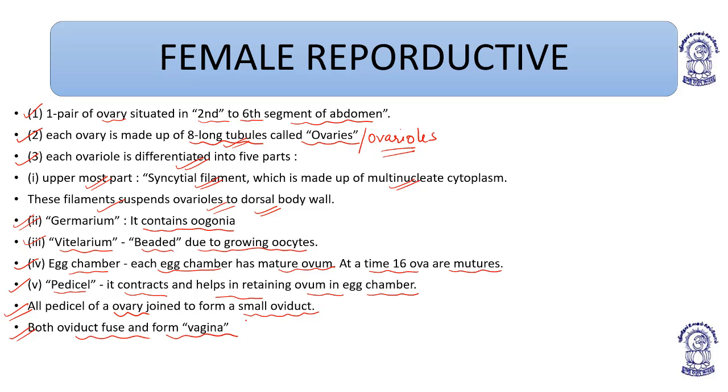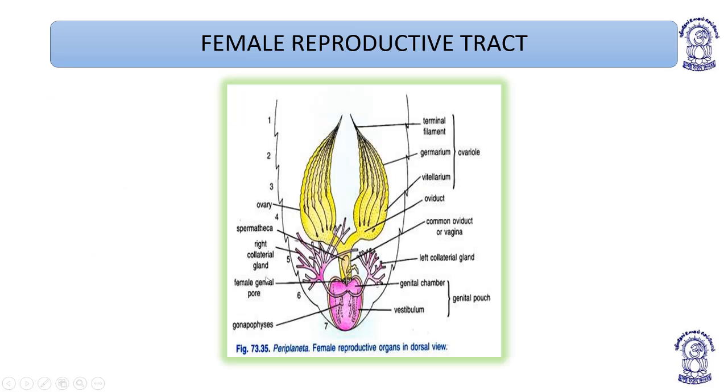Understood? So, vitellarium, germarium, egg chamber: each egg chamber has a mature ovum, and at a time 16 ova mature. Pedicel contracts and helps in retaining the ovum in the egg chamber. All pedicels of the ovary join to form a small oviduct, and both oviducts fuse to form the vagina.